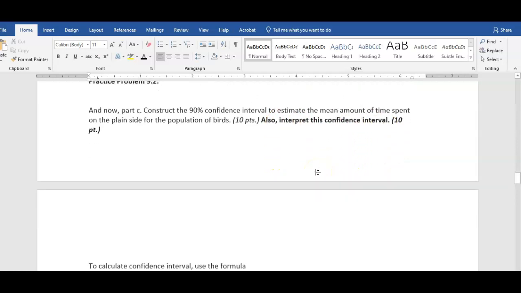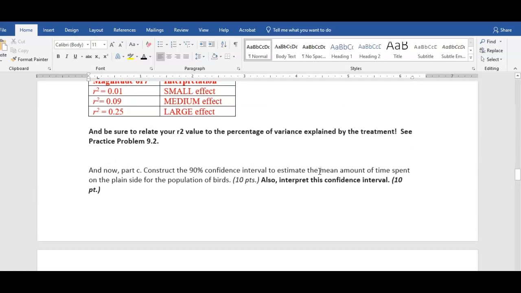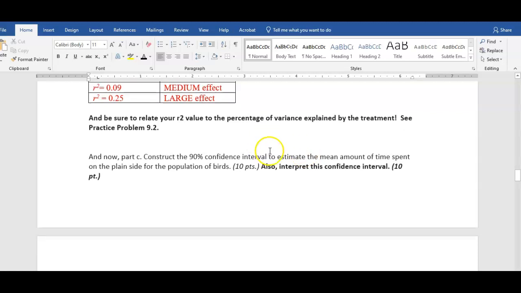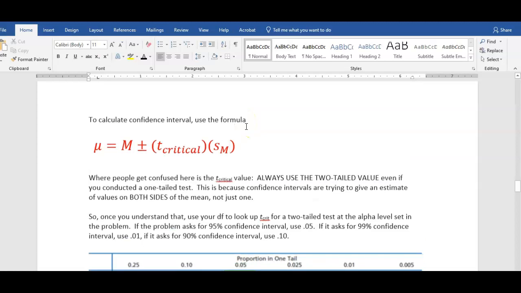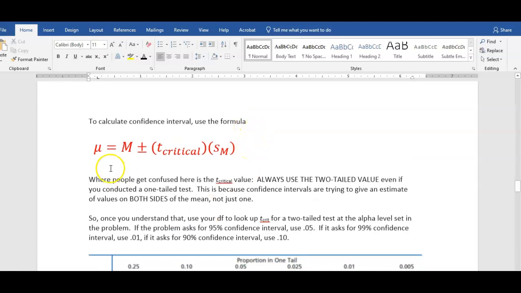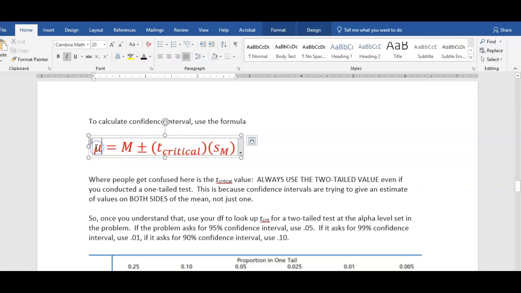So a confidence interval gives us an estimate of where we would expect to find the mean the next time we ran this study. That's a good way to think about it. To calculate it, you just use the formula you saw in practice problem 9.3. I usually represent this with CI, and I would put CI 90%. But if you want to put the mean there, that's fine too.